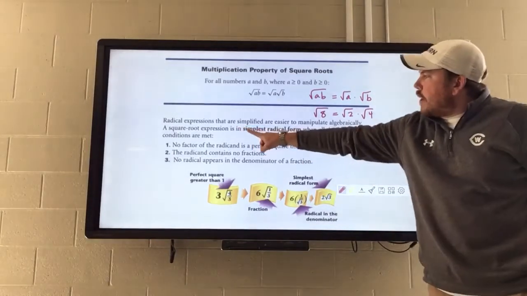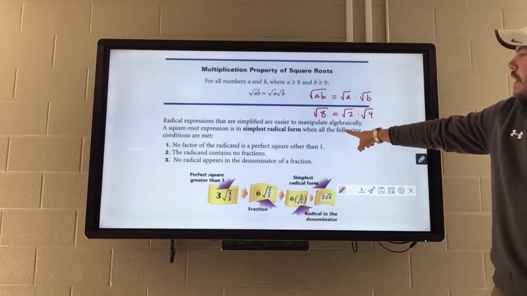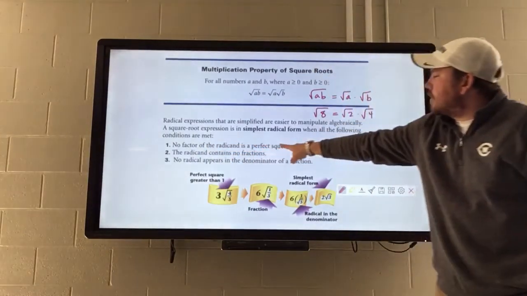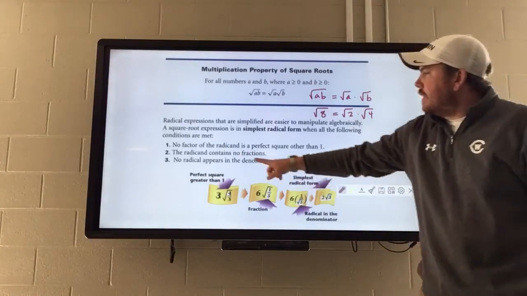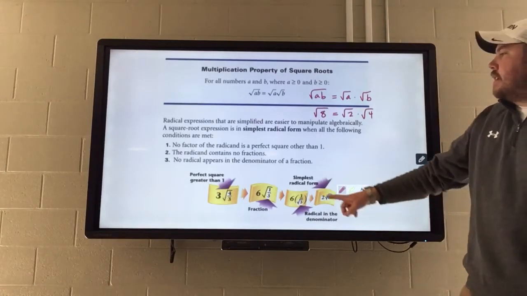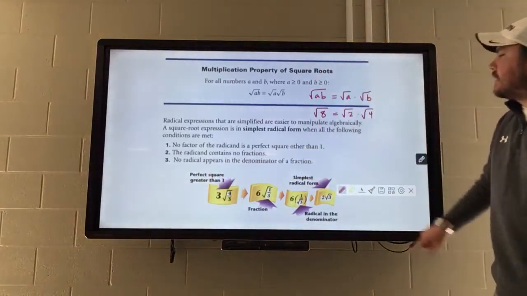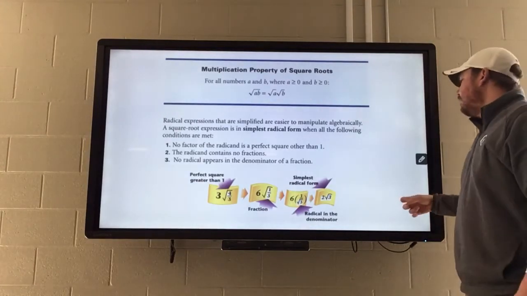But we can say a square root expression is in simplest radical form when all of the following conditions are met. First, no factor of the radicand is a perfect square other than 1. Second, the radicand contains no fractions. And last, no radical appears in the denominator of a fraction. I'm going to show you how to deal with all of those situations now.